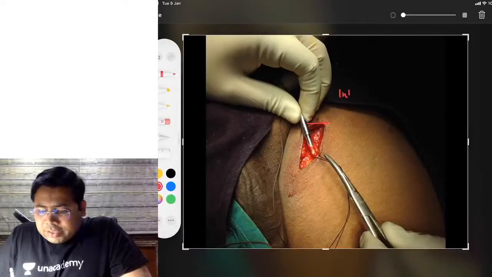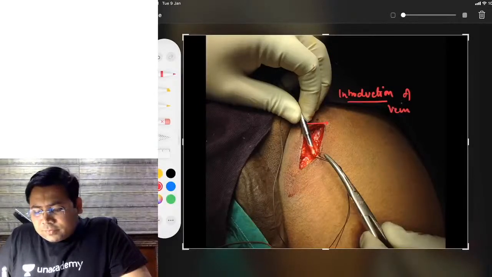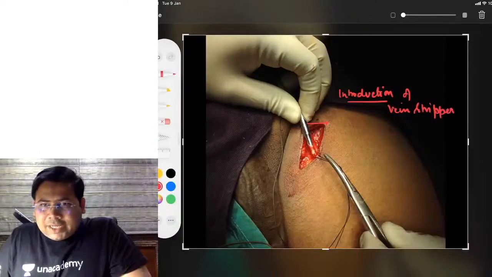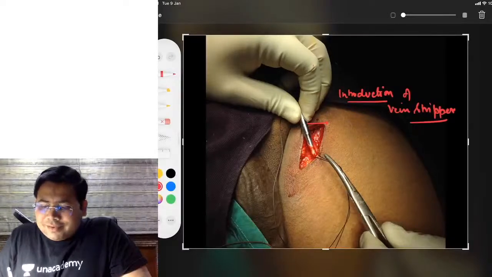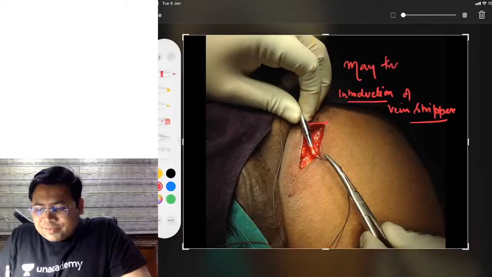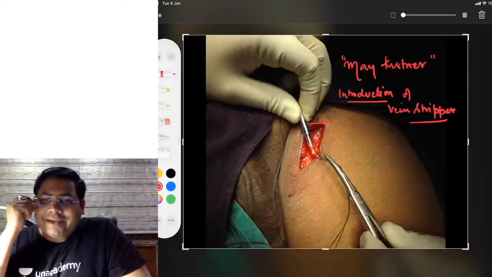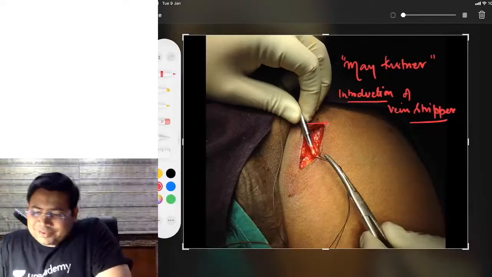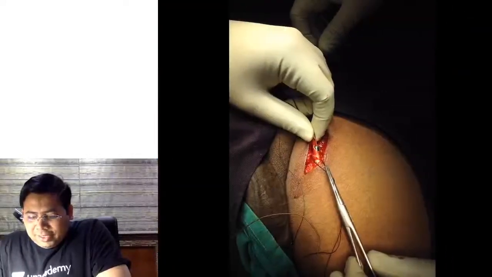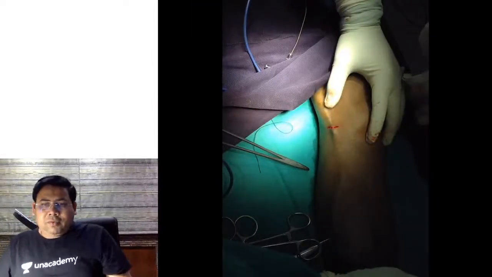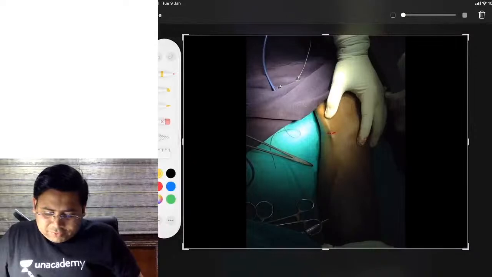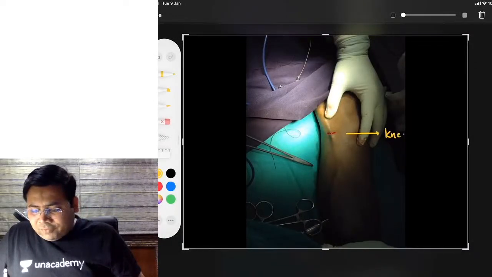And what am I doing? I am introducing a vein stripper. So what is the name of this instrument? This has been asked in exams as an image question. This is Mayo Stripper, the name of this instrument is Mayo stripper. I'll do that definitely. And then I am just advancing it. Can you see now? We are at the level of the knee.